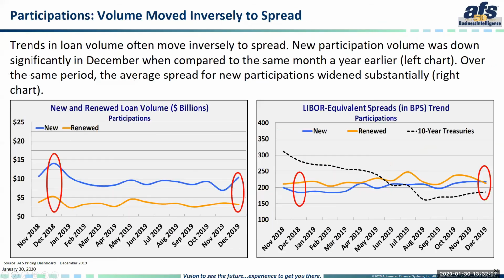Next, we will quickly look at the volume and pricing trends for participations. On slide 24, the chart on the left shows the total new and renewed volumes for December are down when compared to December of 2018. New participation volumes are down due to sizable declines in the utility sector and in the manufacturing sector focused on machinery and electronic products.